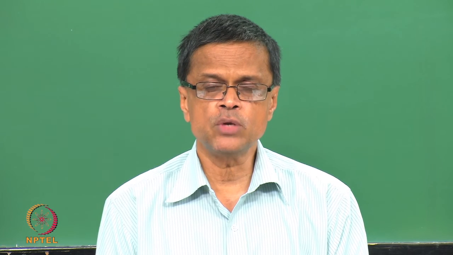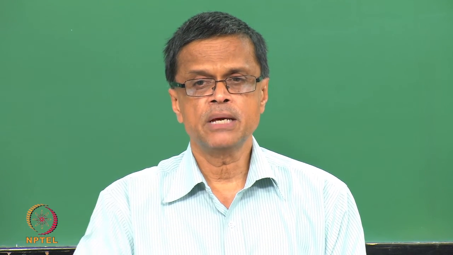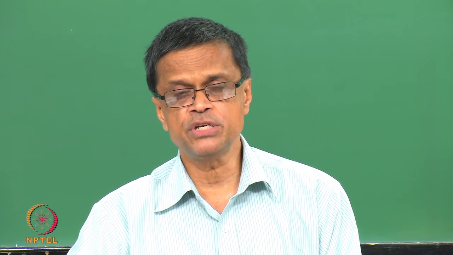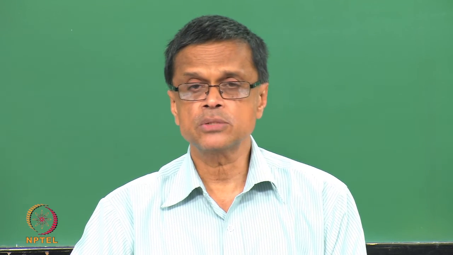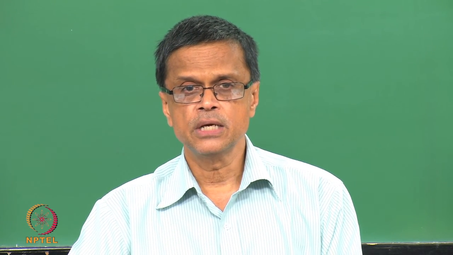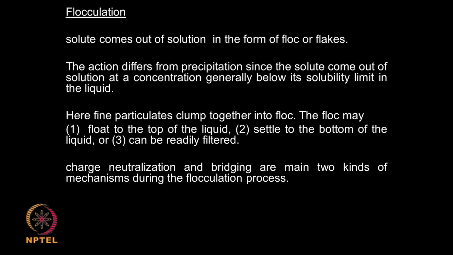So, you can make it into larger flocks, then it becomes easy to use a very normal filtration unit to filter it out. That is what is done in flocculation. Okay. So, basically you are doing a charge neutralization and bridging. These are the mechanisms by which flocculation takes place. Basically, the flocculant neutralizes the charge on the particle. So, hence there is no repulsion between particle and particle, or they form a bridge between two charged particles. So, the particles become larger flocks.